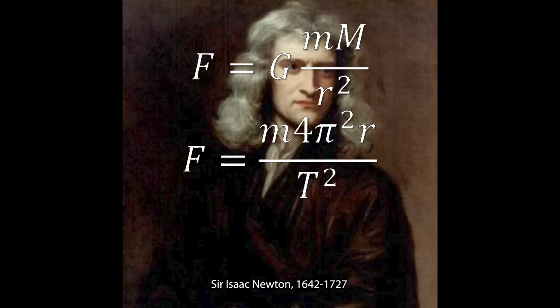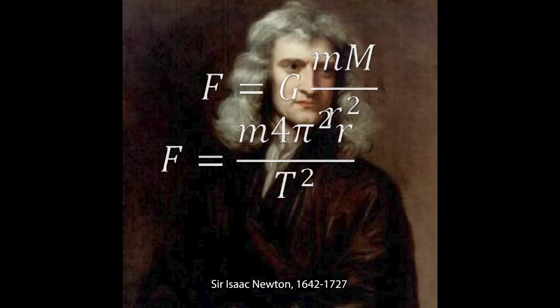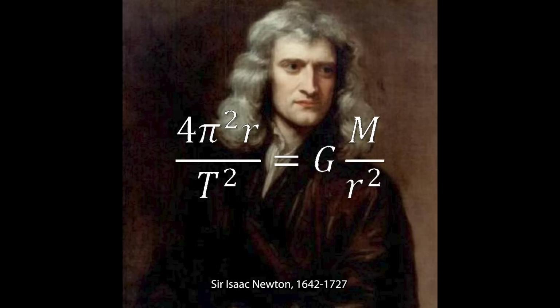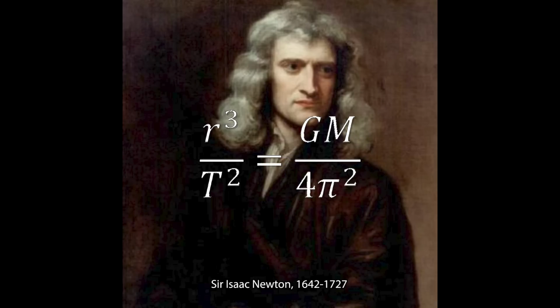Now suppose the centripetal force keeping a planet in orbit around the sun is gravity. In that case, m 4 pi squared r over t squared equals G little m big M over r squared. The first thing we notice is that the little m's, which stand for the mass of the orbiting body, cancel out. This gives us 4 pi squared r over t squared equals G big M over r squared. Now let's multiply both sides by r squared and divide by 4 pi squared. We get r cubed over t squared, looks familiar, doesn't it? Equals GM over 4 pi squared.